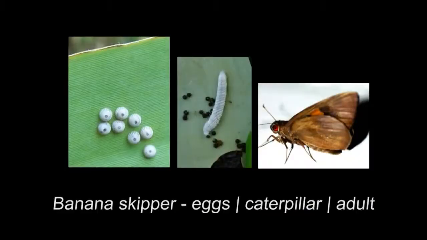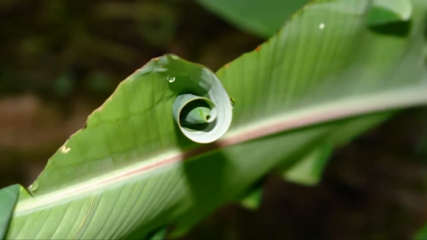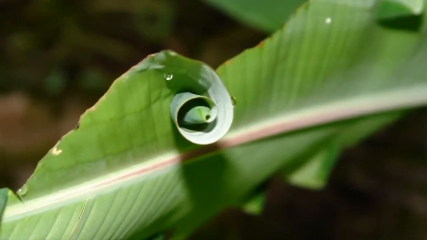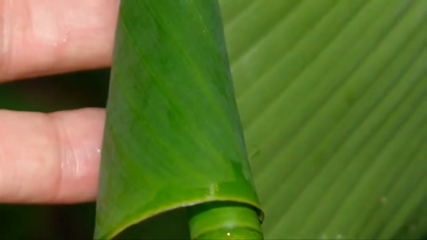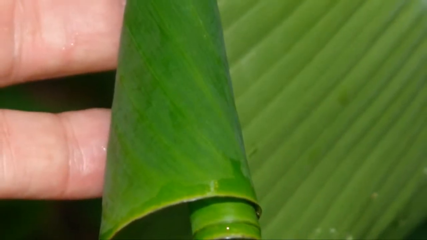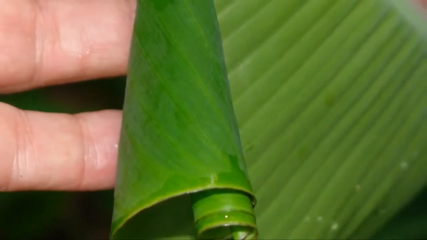The banana skipper rolls up banana leaves starting from the leaf margin. Due to the effective biological control of the banana skipper in some locations, chemical treatments are uncommon and largely unnecessary. The banana skipper can be controlled effectively in some locations with naturally occurring biological control insect species or parasitic wasps.